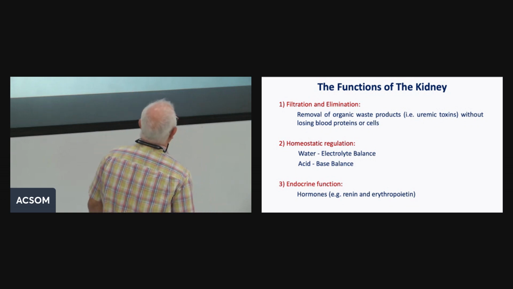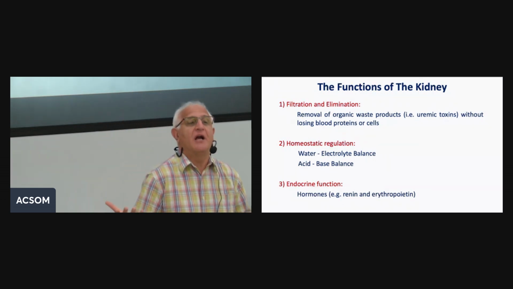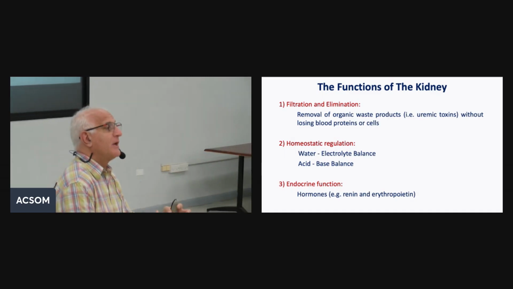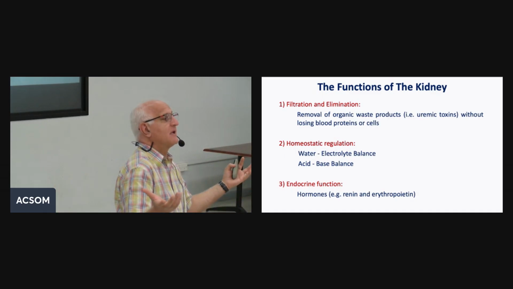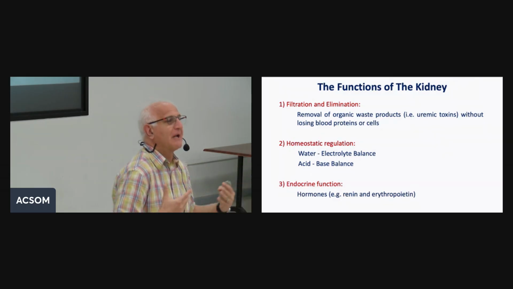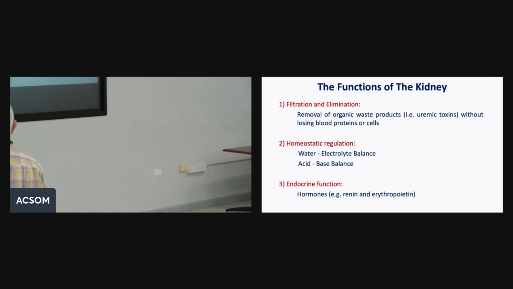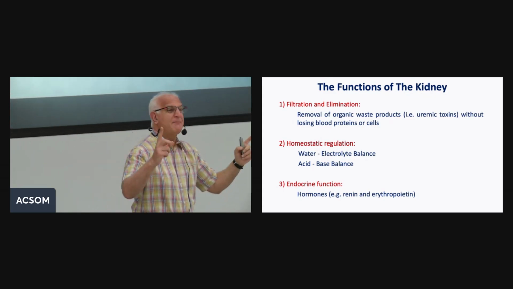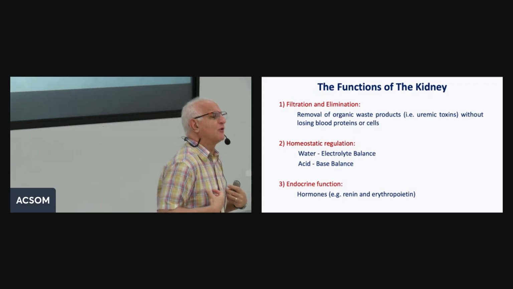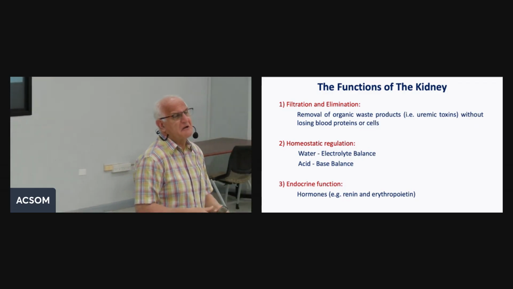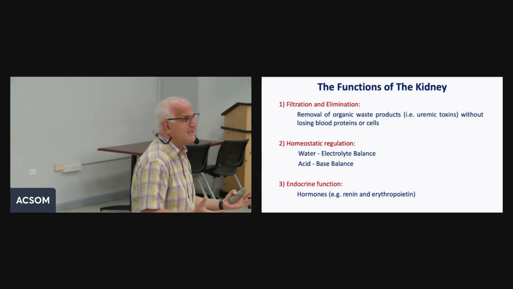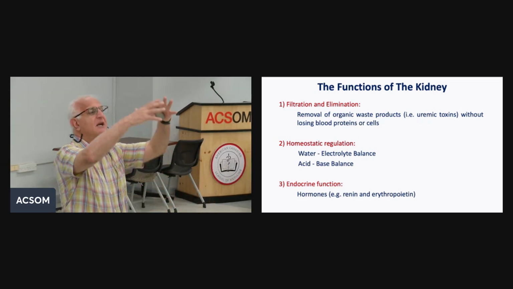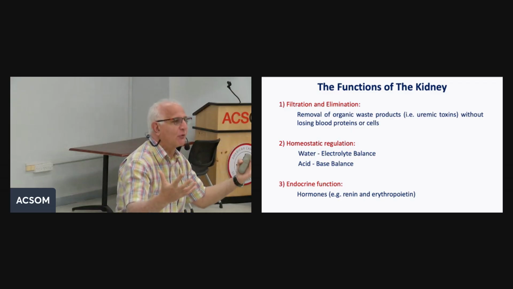Okay, so going back to filtration and elimination, let's see what it says. It says removal of organic waste products. As we are alive, we are metabolizing things. As we metabolize things, there will be some waste products. That's the bottom line. If you are alive, you will have waste products. That's number one thing. But the trick is what we call uremic toxins. If you ask me what are uremic toxins, I tell you they're a long list. Some people say 60, some people say more than that. Basically, it's a collection of things that are bad for us.